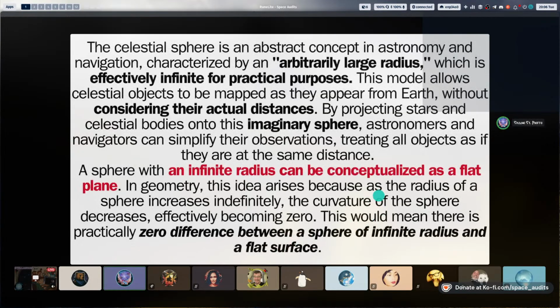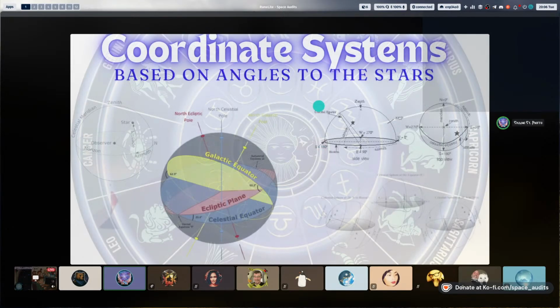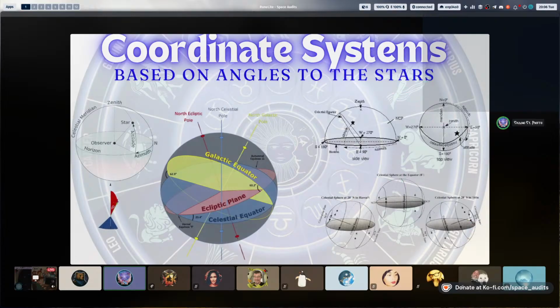Again, if we're going to play around with the conception, a sphere with infinite radius or a flat plane are synonymous. They're both coordinate systems based on angles to the stars, and they're both based on only ever a single hemisphere of observability. You're only ever observing half the sky. That's the same for both models so far.